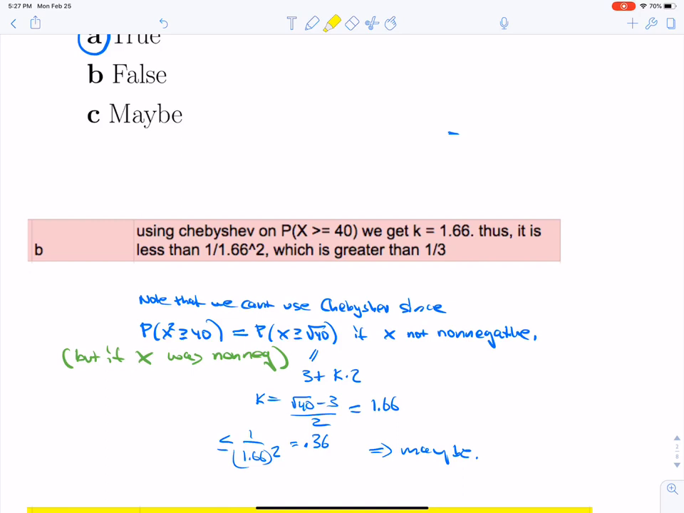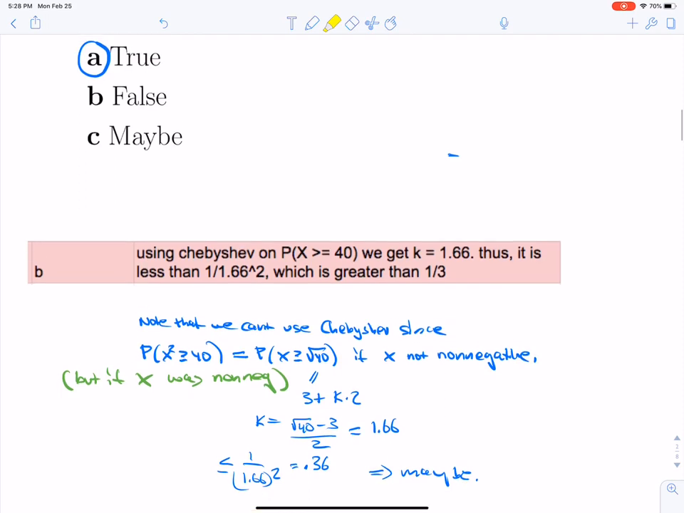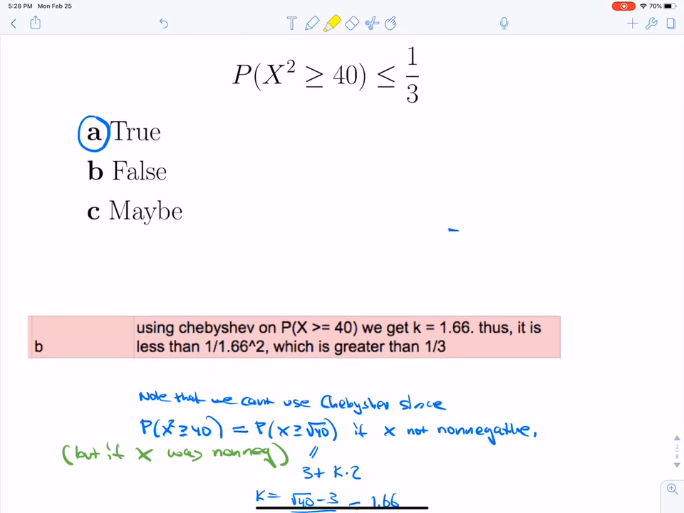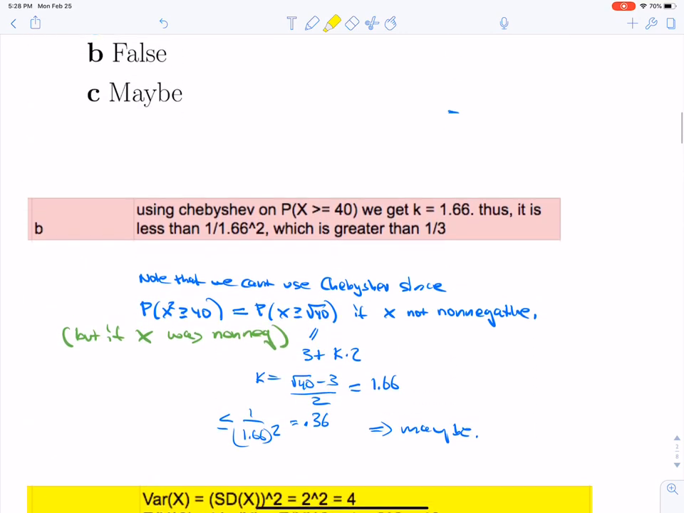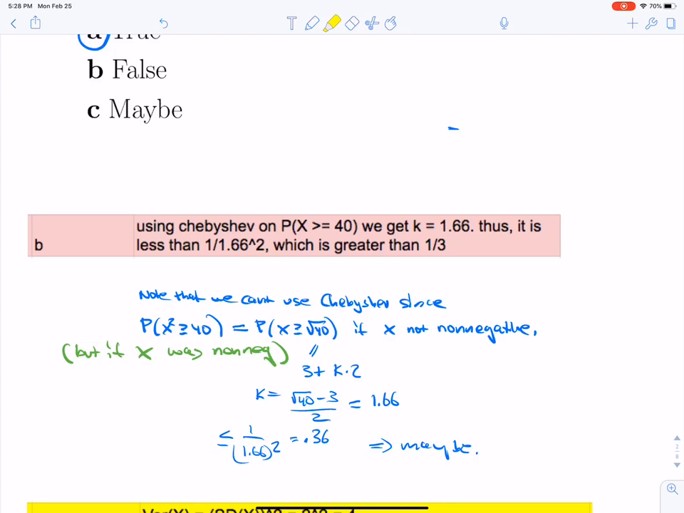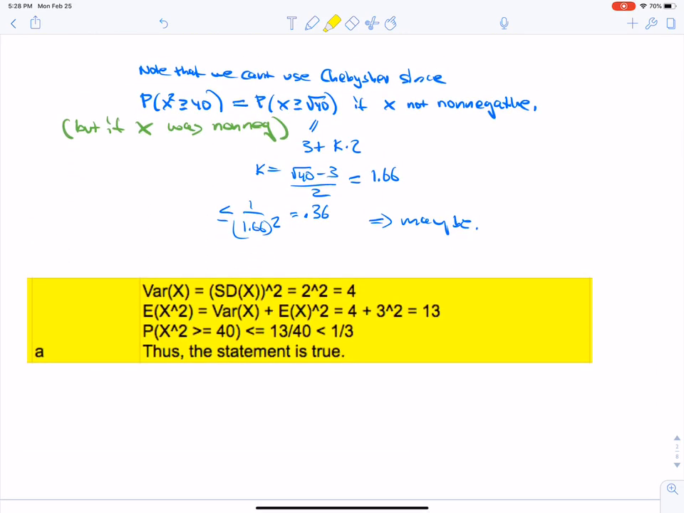And so Chebyshev would tell us that probability that X squared is greater than or equal to 40 is less than or equal to 1 over 1.66 squared, which is 0.366. Now, because it's less than or equal to 0.366, that means that for a particular X, it might be less than or equal to 1/3. So you would say maybe in this case. So the correct response was A.